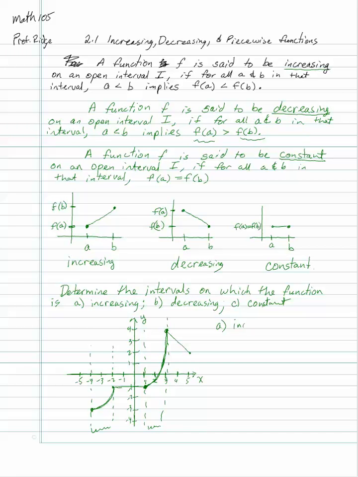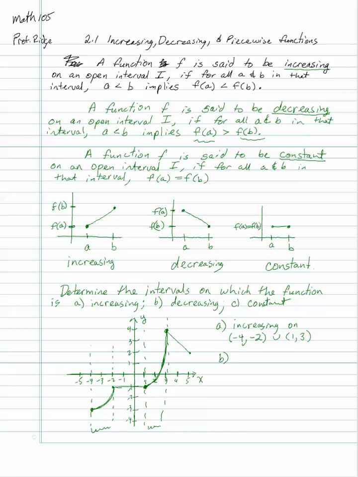So it's increasing on, by definition, when we talk about increasing and decreasing, we're talking about open intervals. So we use parentheses, -4 to -2, union, 1 to 3.